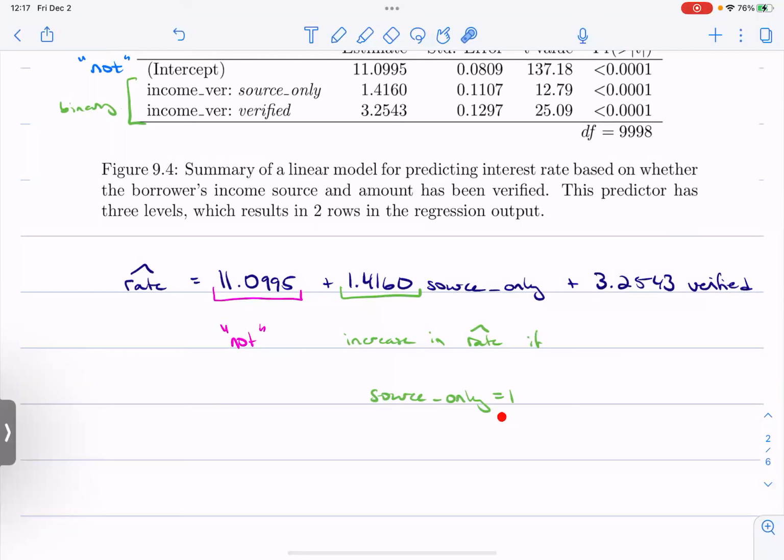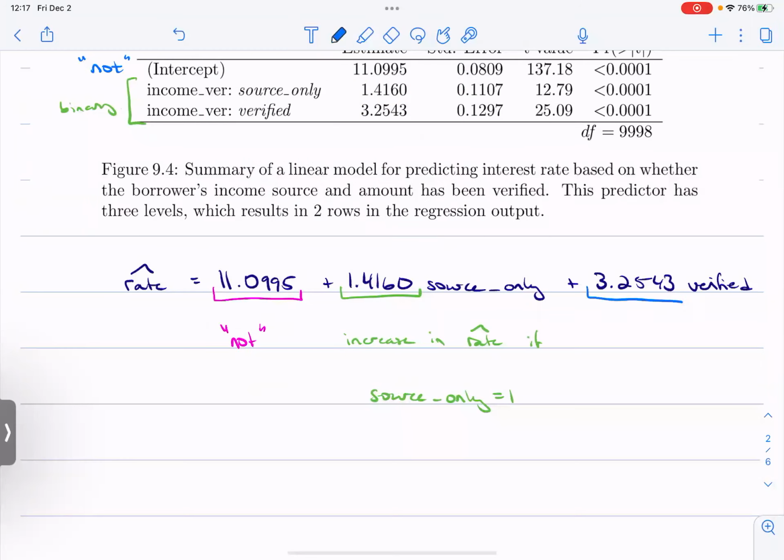So what tends to trip people up, I know, is: okay, if source only is 1, then I should definitely turn off the verified, turn that to 0, which makes this section go away. But then how do I turn off the not? Well, we don't, because it's baked into the intercept. So you don't have to turn it off. You can just flick the switch and turn the source only on. And then I get this additional 1.416% increase.